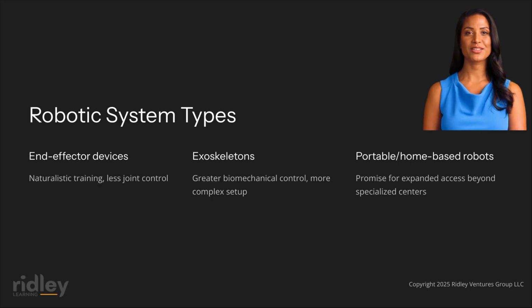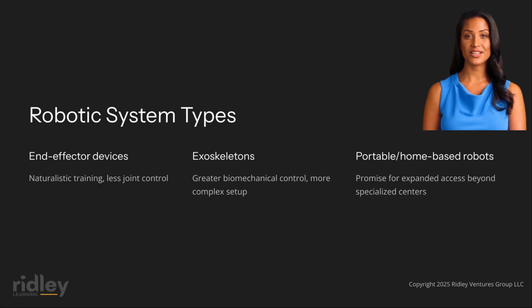Upper extremity robotic systems range from end-effector devices that interact with the patient at a single distal point to exoskeleton designs that control movement at multiple joints throughout the arm. End-effector robots typically guide hand or wrist movement through reaching or manipulation tasks, providing a more naturalistic training experience, but less precise control over individual joint motions. Exoskeleton robots offer greater biomechanical control and the ability to target specific joint movements, potentially enabling more precise therapeutic targeting, but often at the cost of increased setup complexity and reduced movement naturalness.